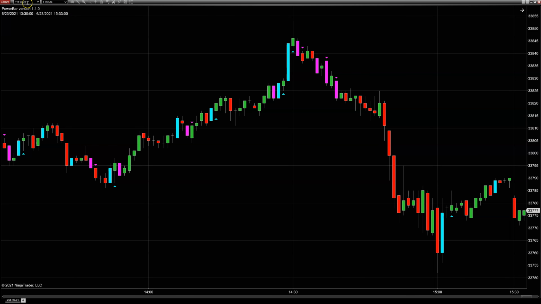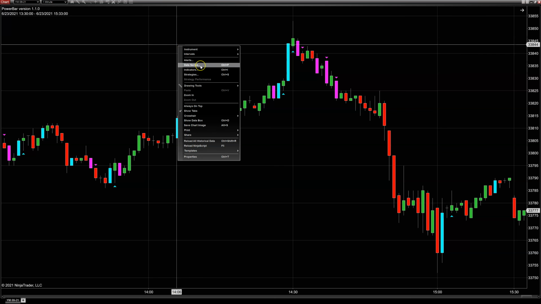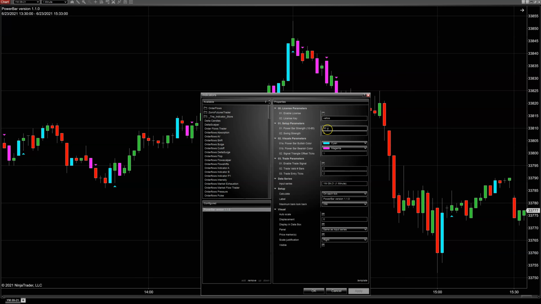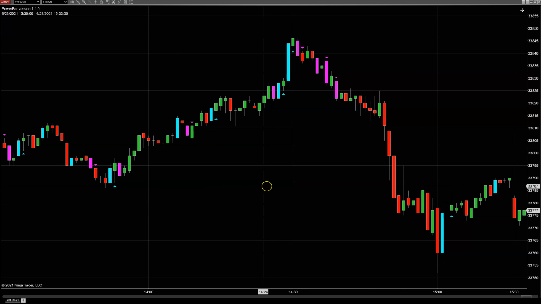Now here's mini Dow, right? I'm just using the same settings that I was just showing you on the other market, right? 50 power bar strength, 50, which is sort of its midpoint. Swing strength, I'm going to get into that in a minute, I have set to 0, okay? I'm going to talk about swing strength later.